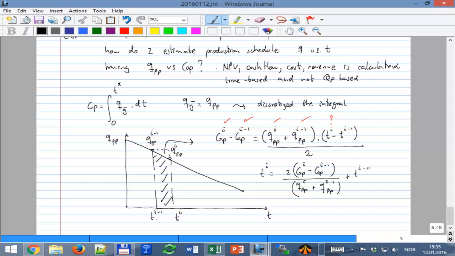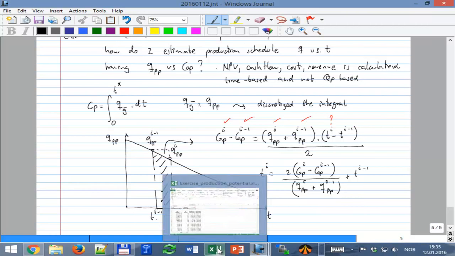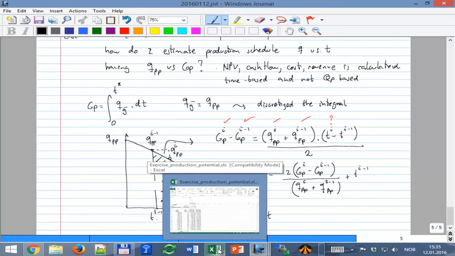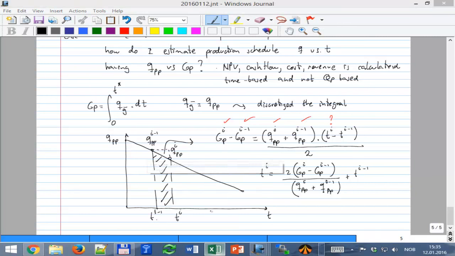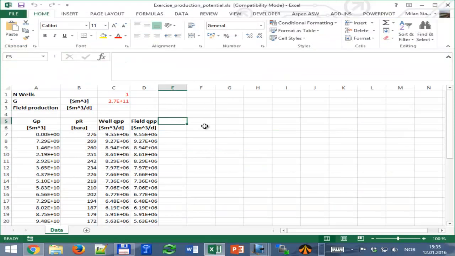So let's now go ahead and use our Excel sheet, let's execute that formula. Okay, I think it's okay. So to find out the time, let's use the units that we want to use, that is years.